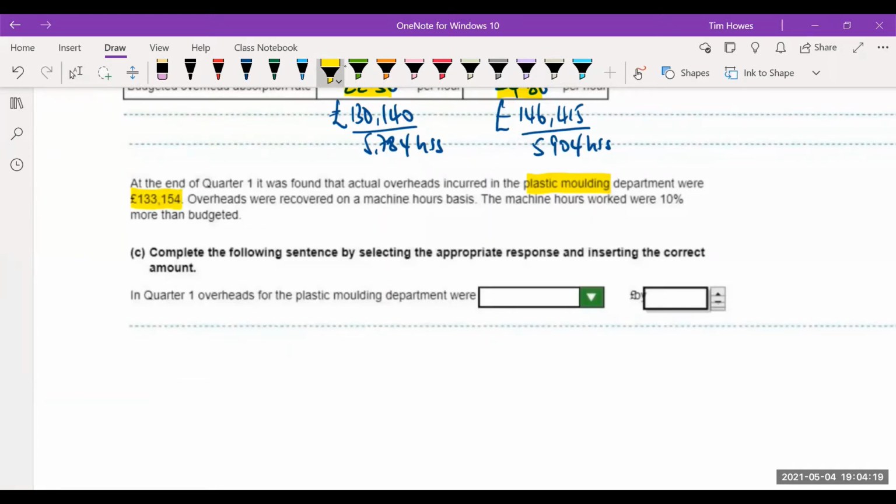Okay, we are being told that, because obviously there were 2 different ways of looking at it, they were using a machine hours basis, which for me is the least relevant, but nonetheless, that's what we're told. And the machine hours actually worked were 10% more than budget.